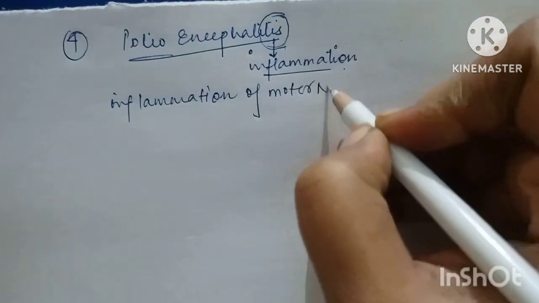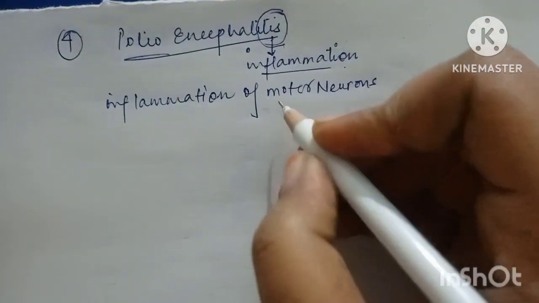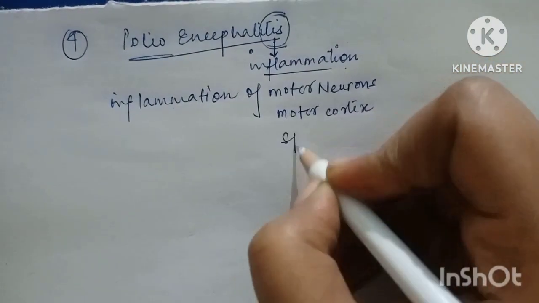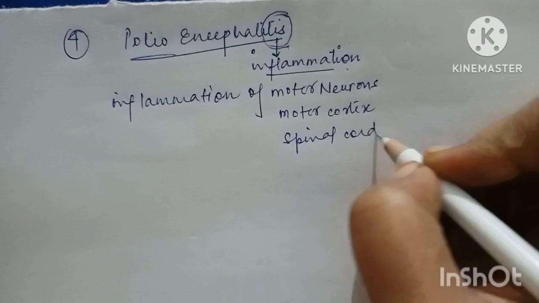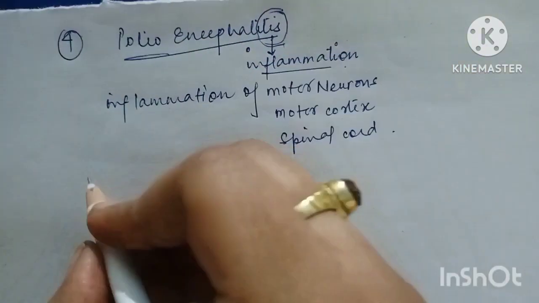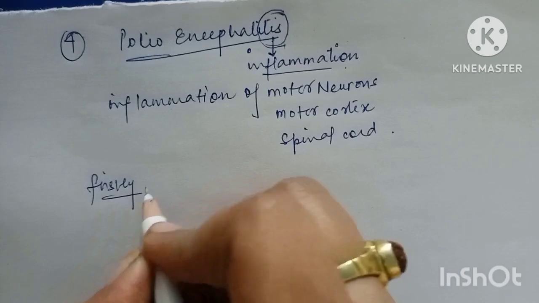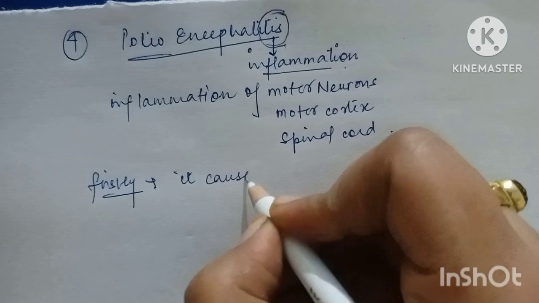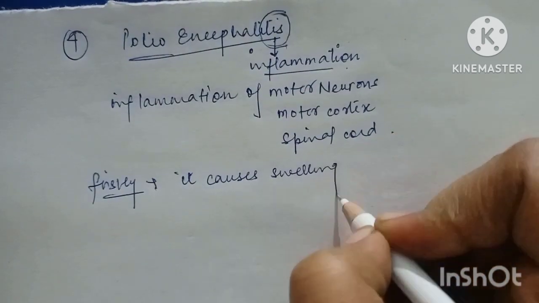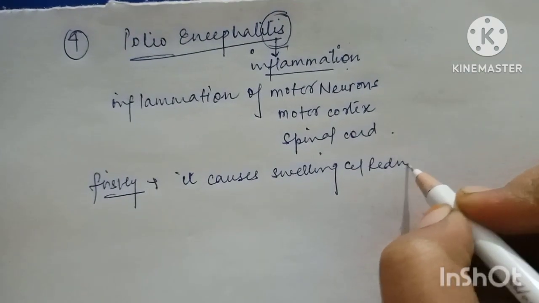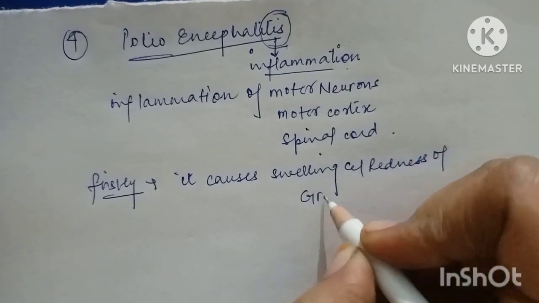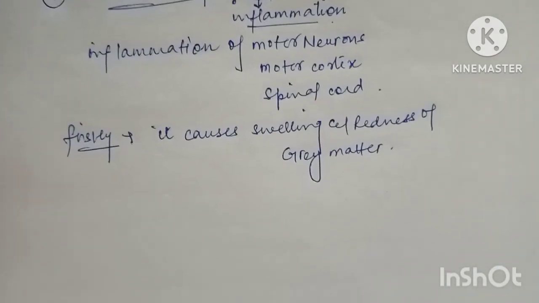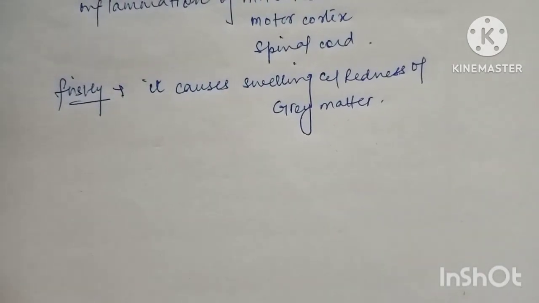Inflammation of motor neurons within the brain stem, motor cortex, and spinal cord. So firstly, it causes swelling and redness of the gray matter. How does it affect? It causes the swelling and the redness of the gray matter.